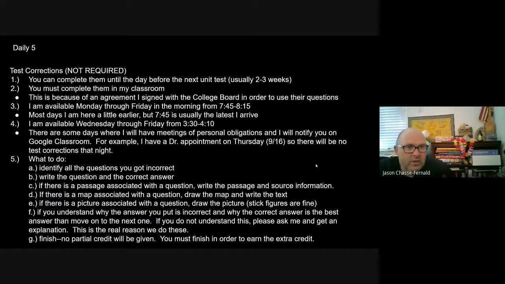You can complete them until the day of the next unit test. I don't like blending multiple test corrections. It's just too much to juggle for me. So you have until the day before the next unit test. You usually get about 2 to 3 weeks in order to complete the corrections. You must complete them in my classroom.